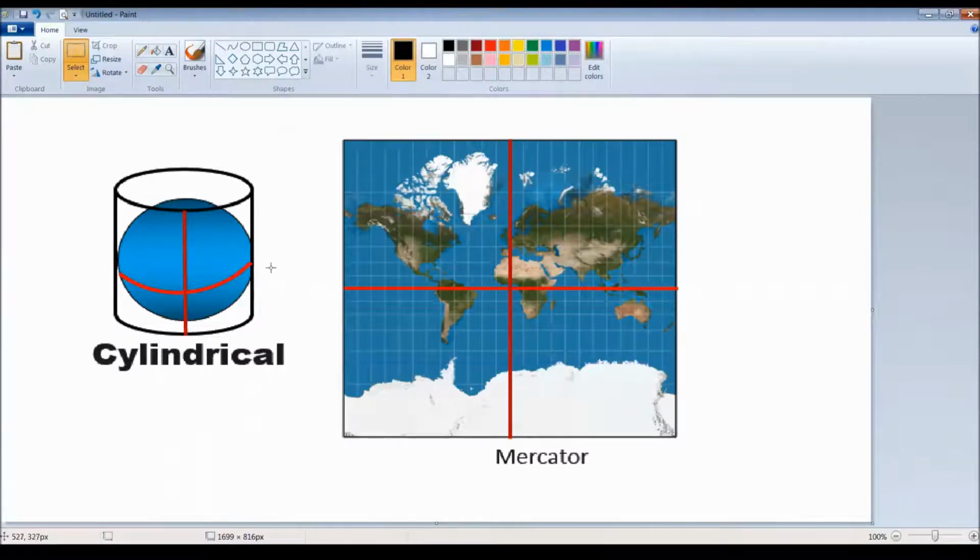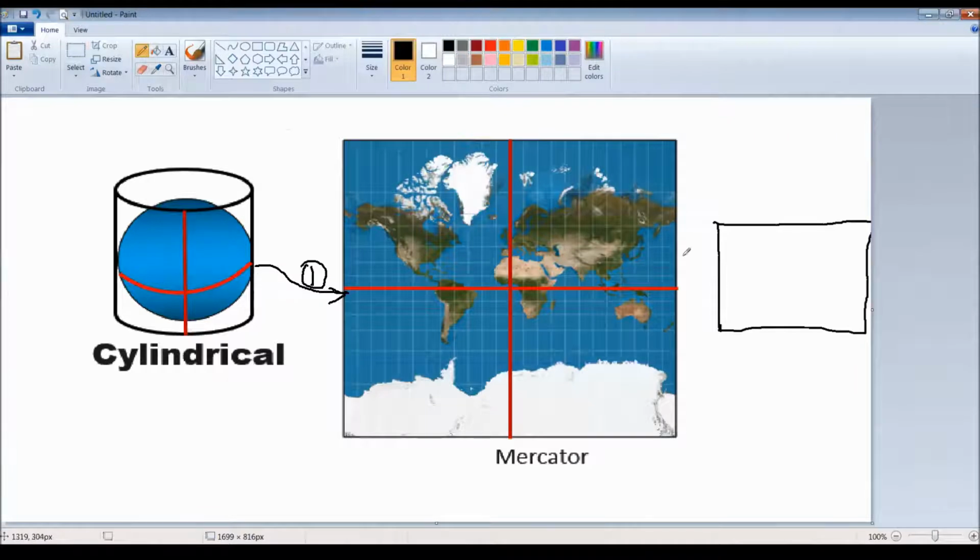The equator in Mercator, as you'll see, is projected as a straight line. So that's number one. You see, it's very obvious that this is the cylinder, this is the equator. When you cut, you will see that you'll get something like this. This circle is going to be projected as a straight line.